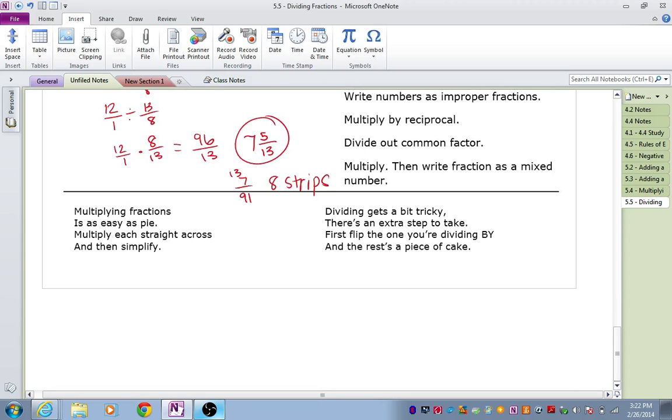I leave you with a little poem. Multiplying fractions is as easy as pie. Multiply each straight across and then simplify. Dividing gets a bit tricky. There's an extra step to take. First, flip the one you're dividing by, and the rest's a piece of cake.